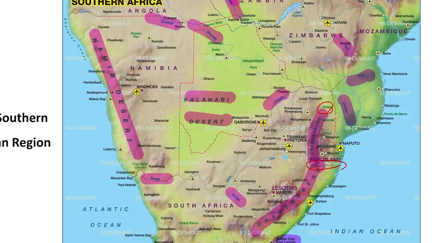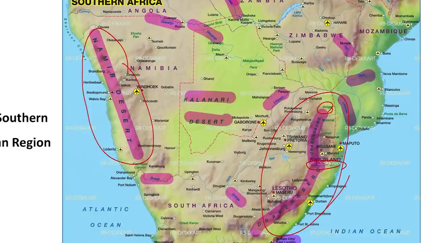So friends, these Namib Deserts are bordering the western borders of South Africa, and this Drakensberg Range is bordering the eastern borders of South Africa. And then in the middle of these two, we have the Kalahari Desert. So this Kalahari Desert is worth remembering.